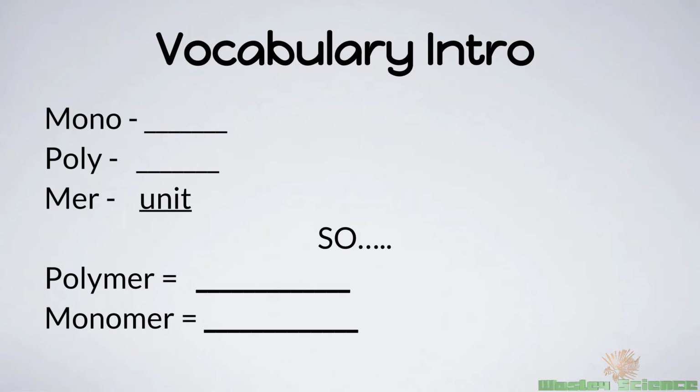Now, some basic vocabulary that you need to understand before we begin polymers is that mono means one, you should know that, and poly means many, and mer, M-E-R, means unit. So what would polymer mean and what would monomer mean? You should be able to figure that out, put it together. Make sure you write that down so you know the definition of polymer and monomer.